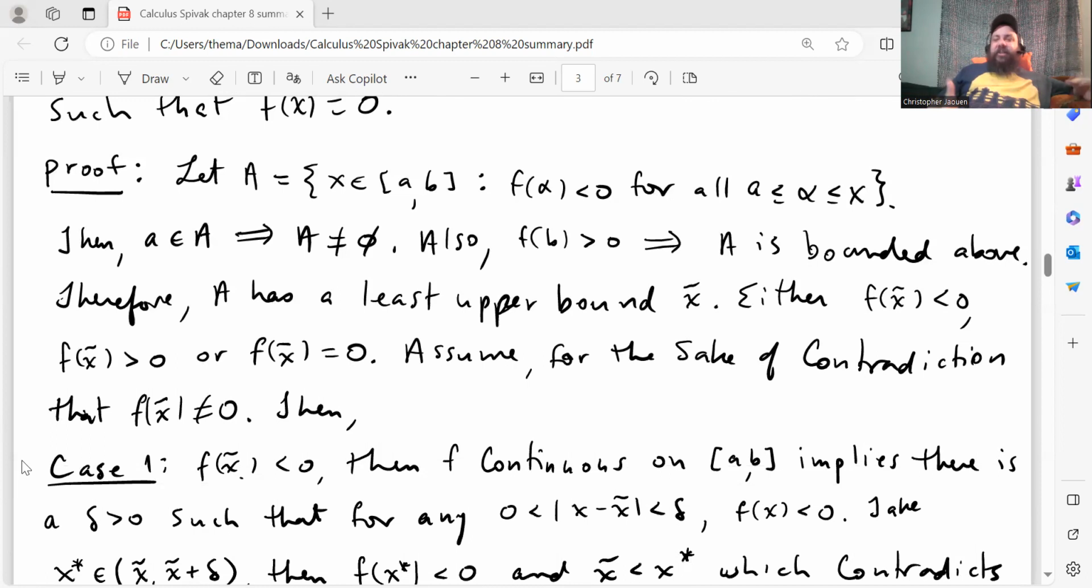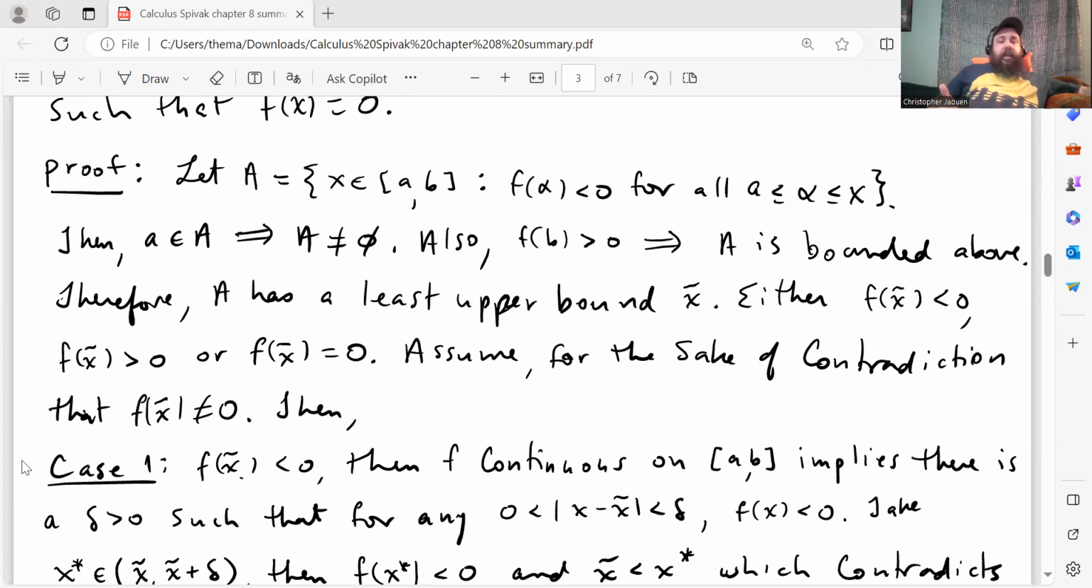We have the machinery now, with the least upper bound property, that we can use to prove this theorem. So let's just go through it. Let A be defined to be the set of all x in the closed interval from a to b such that f of alpha is less than 0 for all alpha with a less than or equal to alpha less than or equal to x.